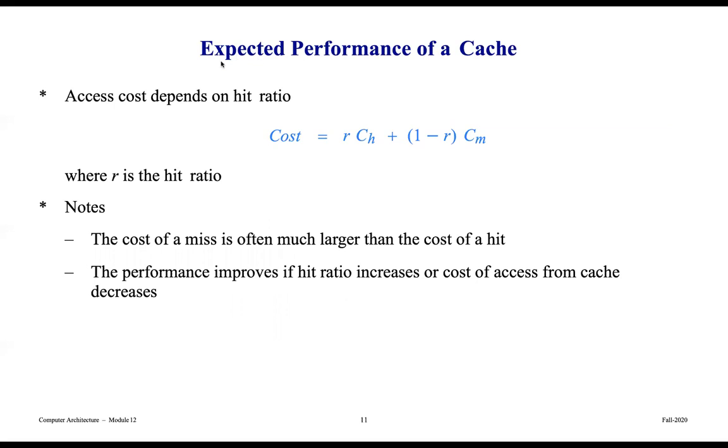Let's talk about the expected performance of a cache. The access cost depends on the hit ratio. Here we have the cost: the hit ratio R times the cost of a hit, plus 1 minus R, the miss ratio, times the cost of a miss. Stick that together, and that's the total cost, where R is the hit ratio. Note the cost of a miss is often much larger than the cost of a hit. Performance improves if the hit ratio increases or the cost of access from the cache decreases.